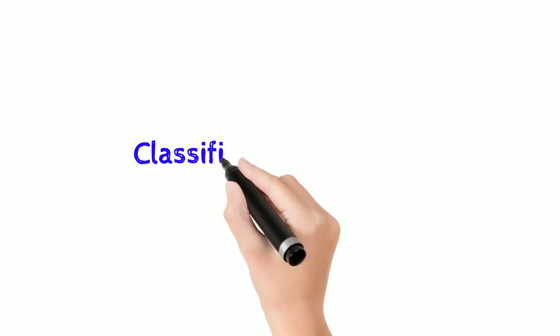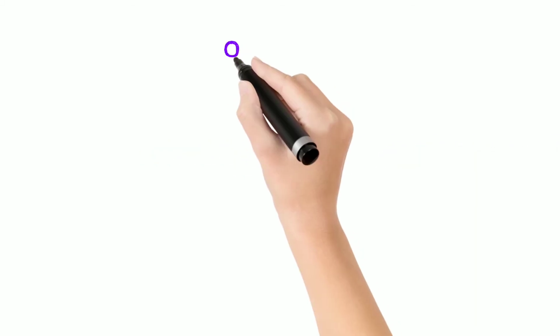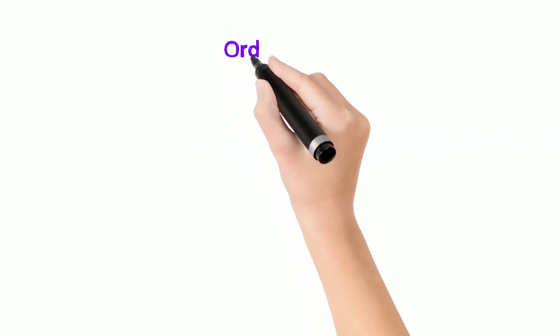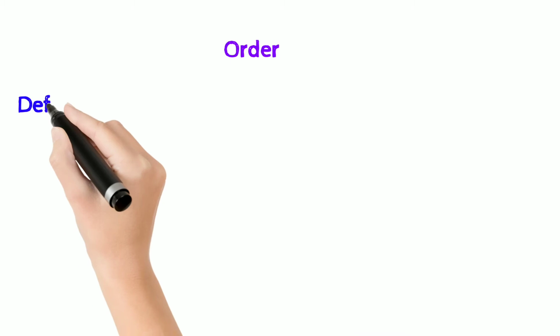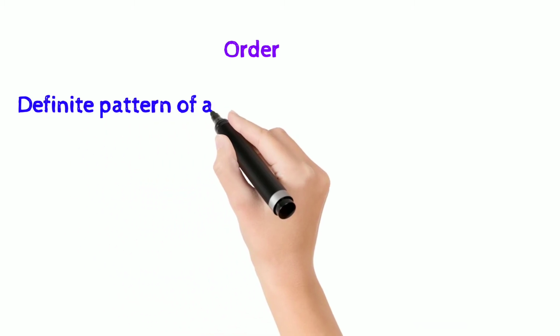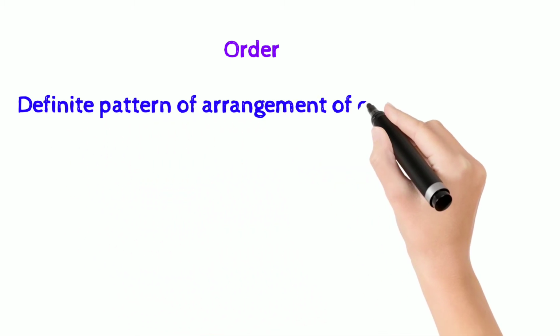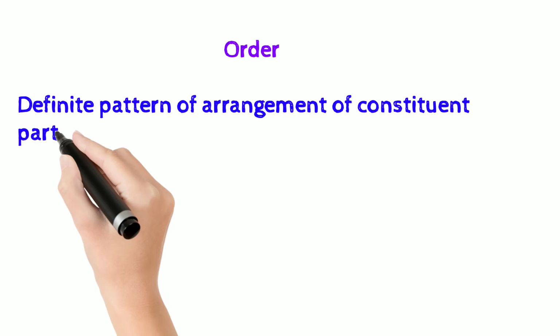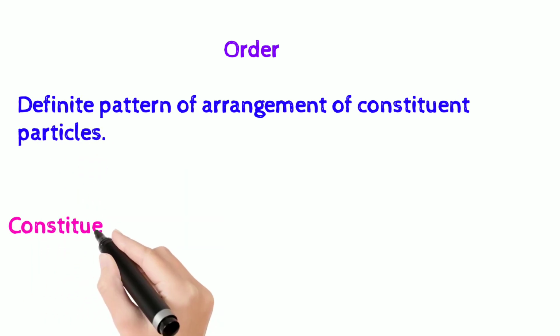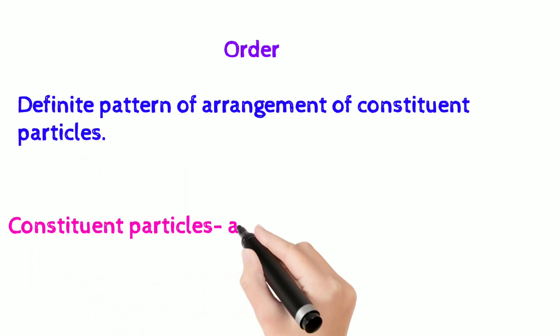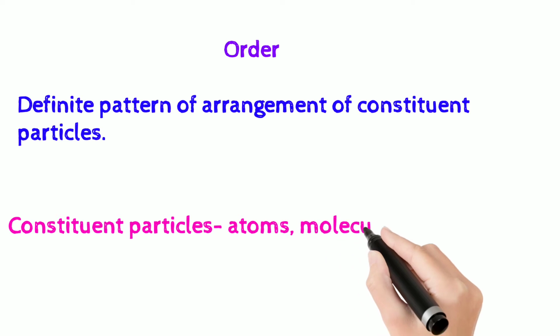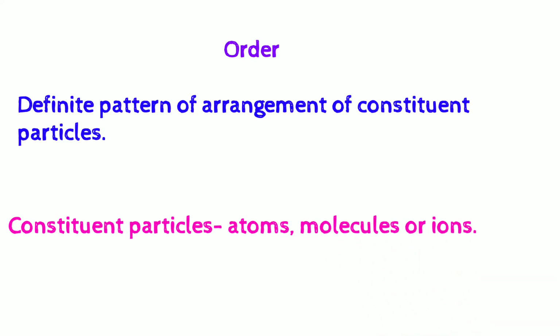Hello everyone. In this lecture, we will learn about the classification of solids. Before that, let's get familiarized with the term order. What do we mean by order? Order means nothing but there's a definite pattern of arrangement of constituent particles in the crystal. Please note that constituent particles could either be atoms, molecules, or ions.